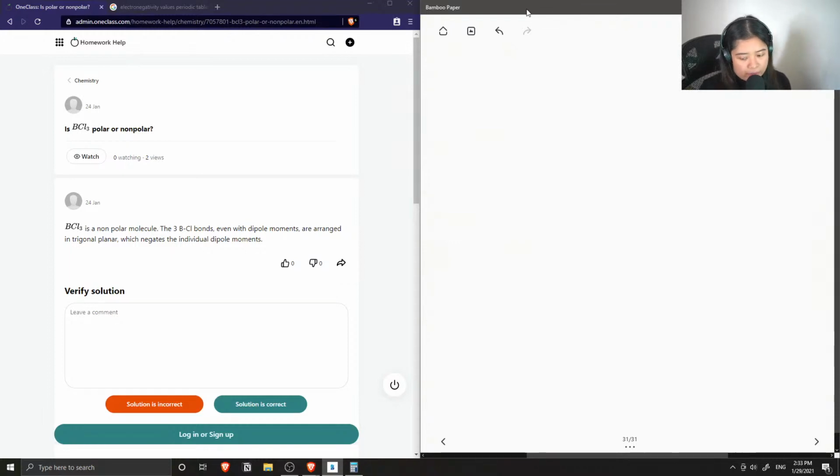Okay, so question 1 asks, is BCl3 polar or nonpolar? So this is boron trichloride. To find out whether or not a molecule is polar or nonpolar, we need to first draw out its Lewis structure. When drawing out a Lewis structure, we need to calculate the total number of valence electrons for this molecule.